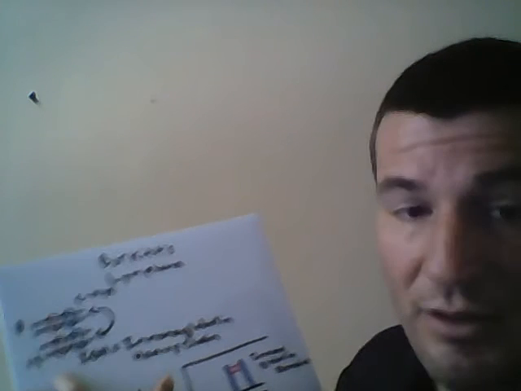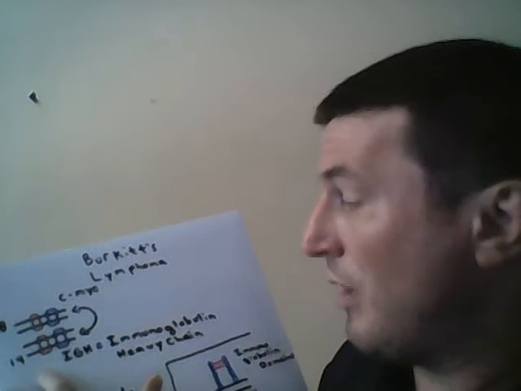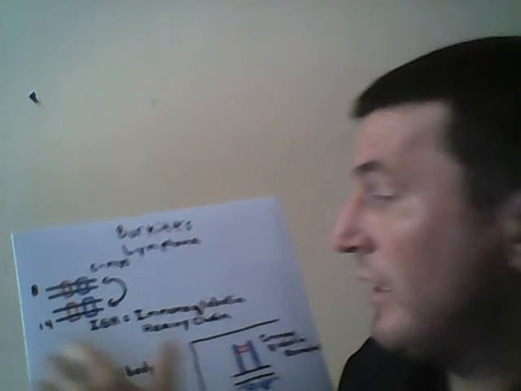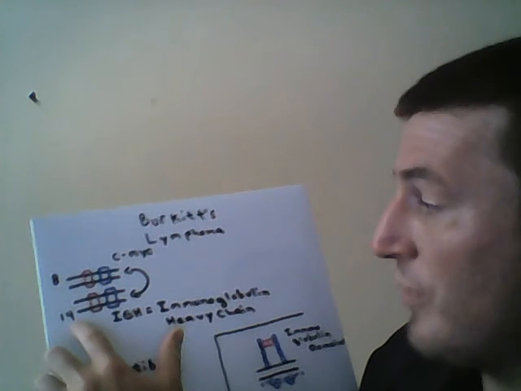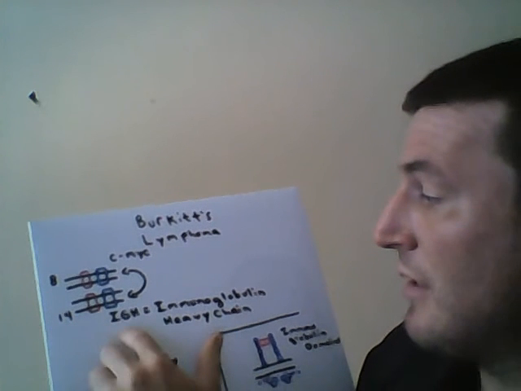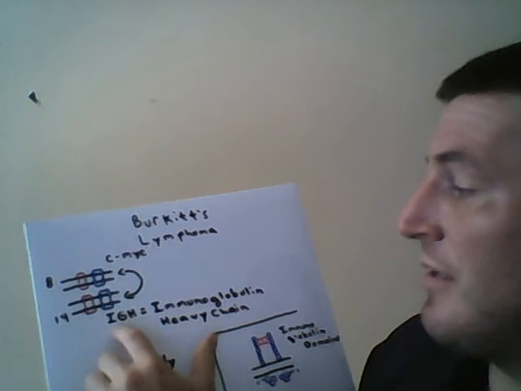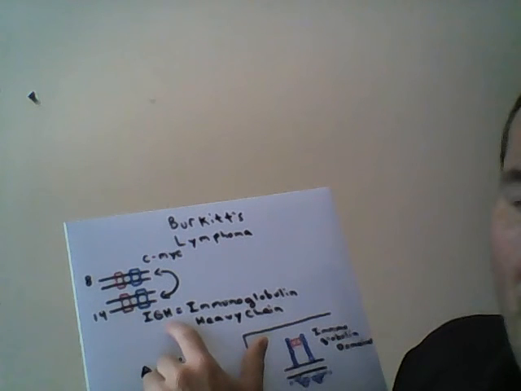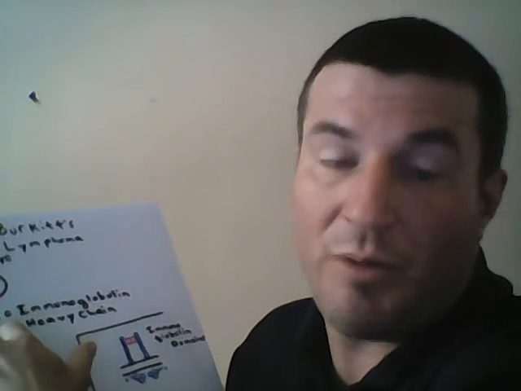Down here, since these are B cells, they're white blood cells, one of their jobs is to make the antibodies. And right here on chromosome 14 is an allele called IgH, or immunoglobulin heavy chain. And one of the jobs of the B cells is to make the antibodies, which are made up of immunoglobulin. And this is for the heavy chain.